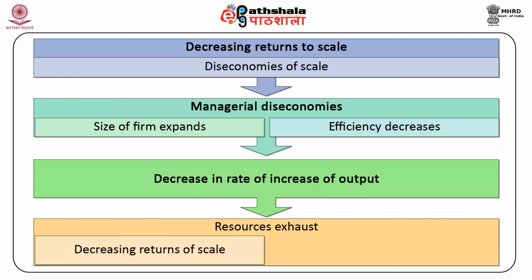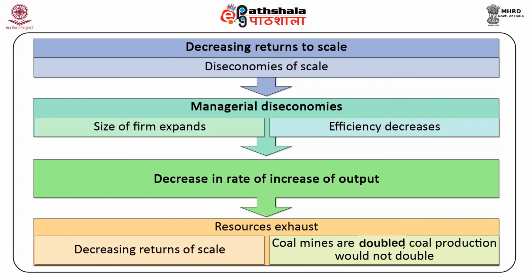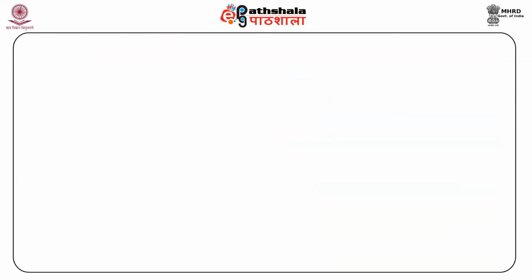For instance, if the coal mines are doubled, then it may be possible that the coal production would not be doubled, rather it just increases by less than double because of the limitedness of the coal deposits or difficult accessibility to the coal deposits. We shall now discuss production function and returns to scale.